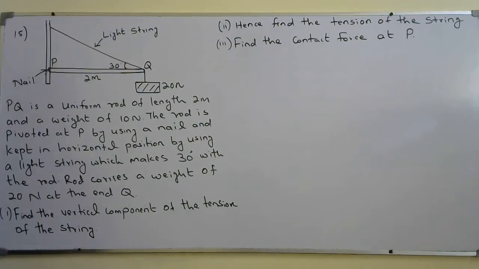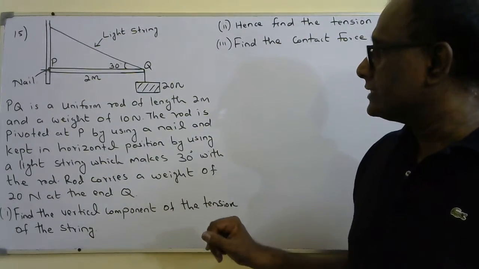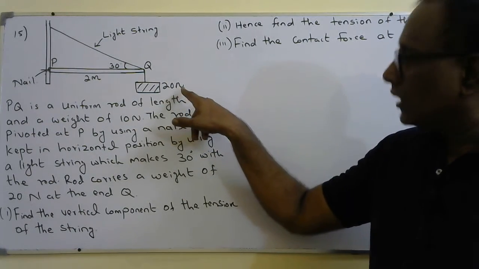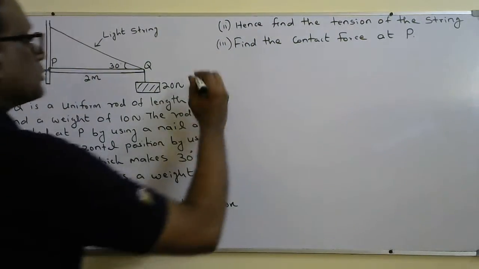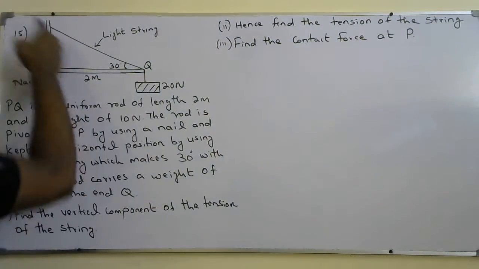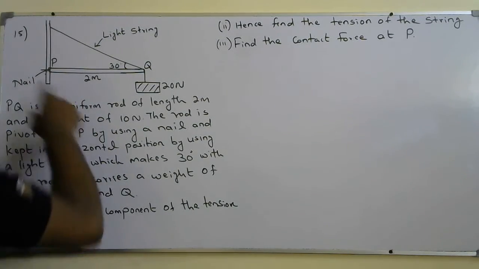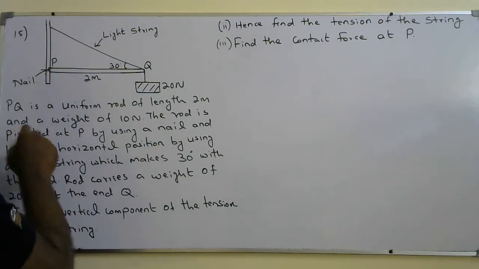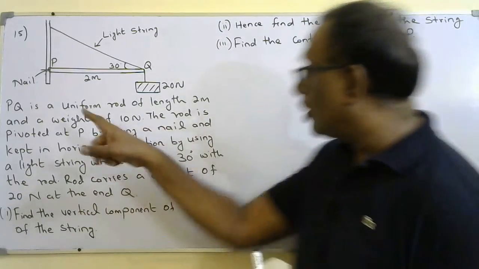Okay, so this question, PQ is a uniform rod and its length is 2 meters and the weight is 10 Newton. At the NQ, it's carrying weight 20 Newton and it's kept in horizontal position due to support from a light string, which makes an angle 30 degree with the rod. The rod PQ is nailed at P. It's pivoted at P, means it can rotate about P. There's a nail, so there will be a reaction force.